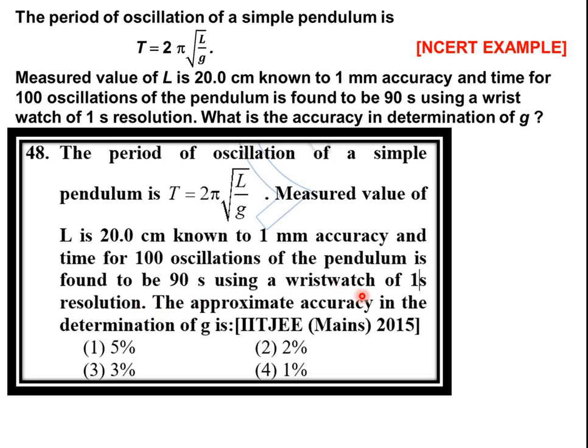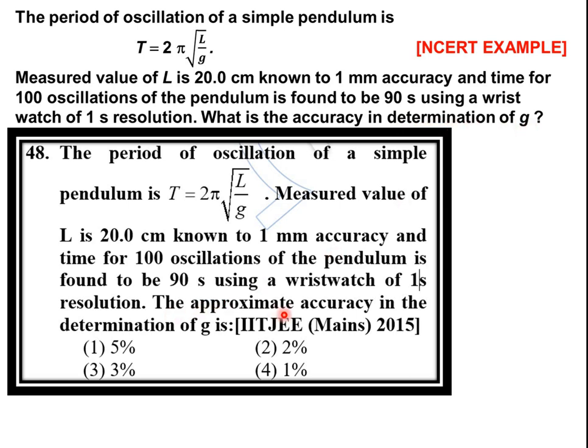on an ordinary wall clock, the seconds hand moves 60 times to complete 60 seconds. So its resolution is 1 second. Accuracy is of 1 second. So you have been given time, number of oscillations, length of the pendulum, and accuracy, that is least count of the scale. The question is, what is accuracy in determination of G?